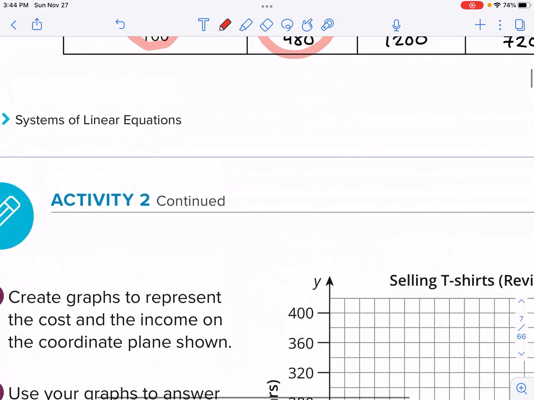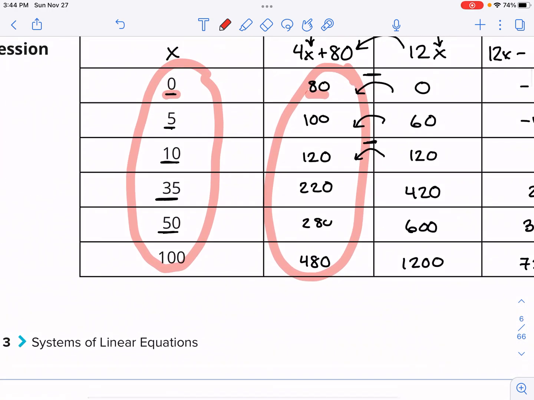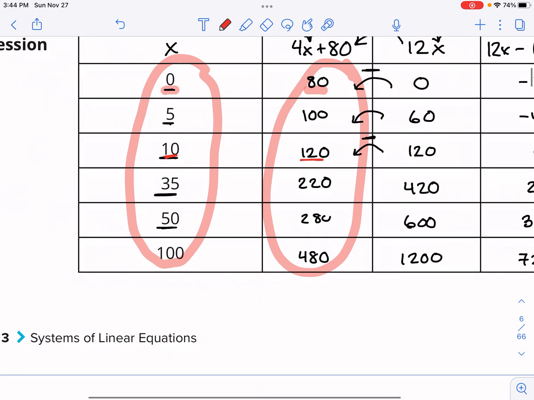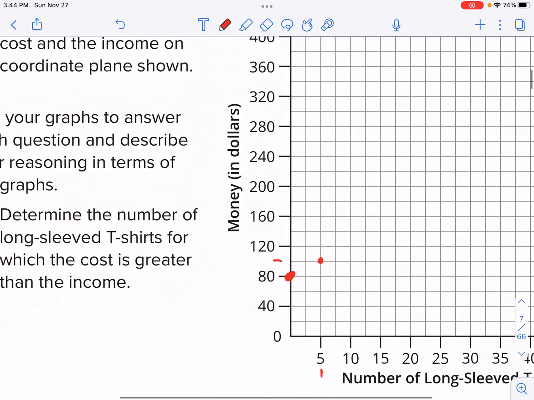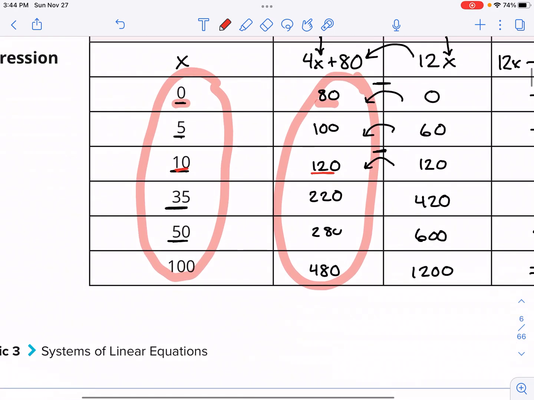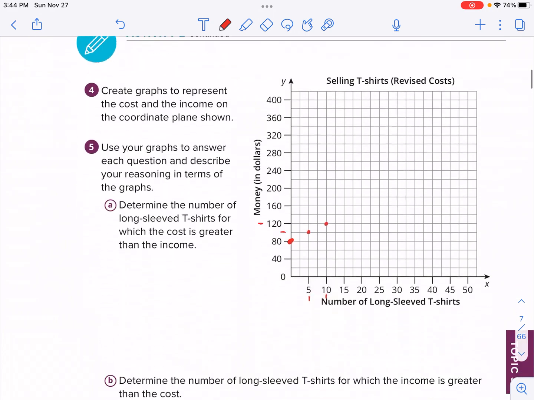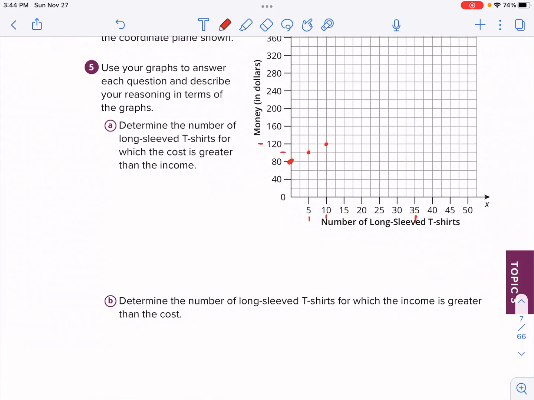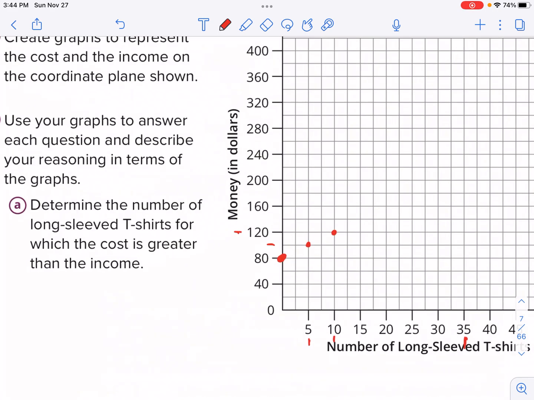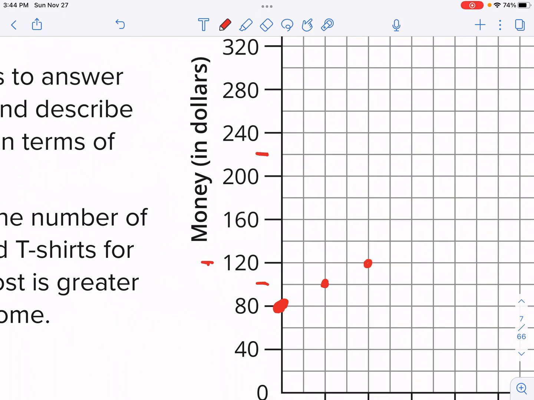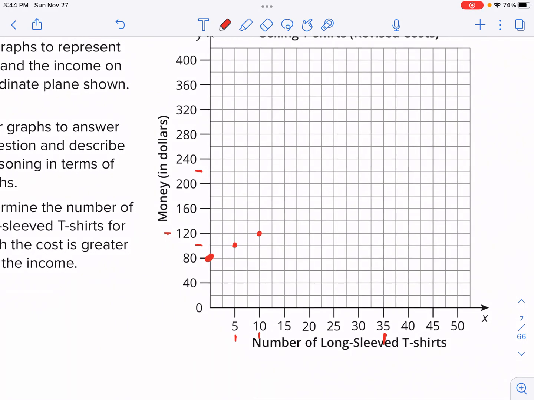All right, let's go to the next one, which is for 10 shirts, 10 and 120. So 10 here, 120 here. Looks like it's right there. And then we make a big jump to 35. 35 to 220. 35 here, 220 right here. Okay, just do our best to try to line them up.